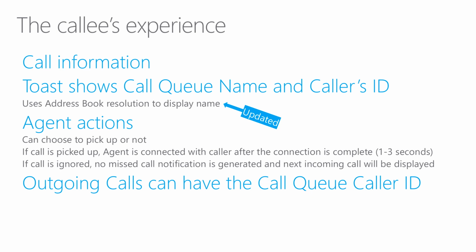If I pick up, then I'm connected with the caller after the connection is complete, which can take between 1 to 3 seconds. If we ignore the call, no missed call notification is generated and the next incoming call will be displayed. Outgoing calls can have the call queue caller ID if we have enabled number suppression.